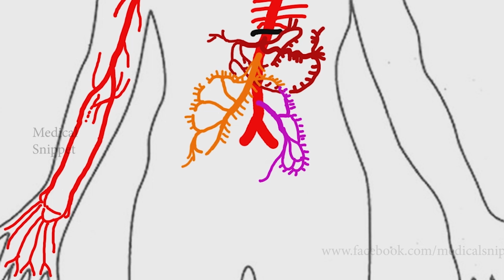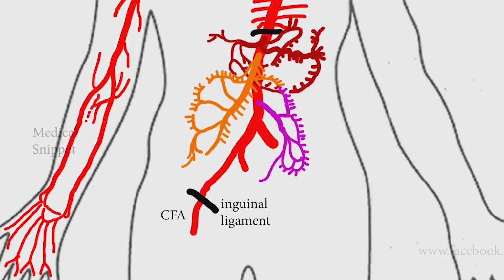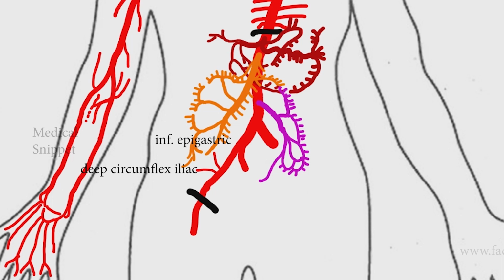The median sacral artery is a small single posterior branch of the distal abdominal aorta. The common iliac artery divides into external and internal iliac arteries. The external iliac artery passes beneath the inguinal ligament and becomes the common femoral artery. External iliac artery gives rise to inferior epigastric and deep circumflex iliac arteries. These vessels supply blood to the muscles and skin in the lower abdominal wall.